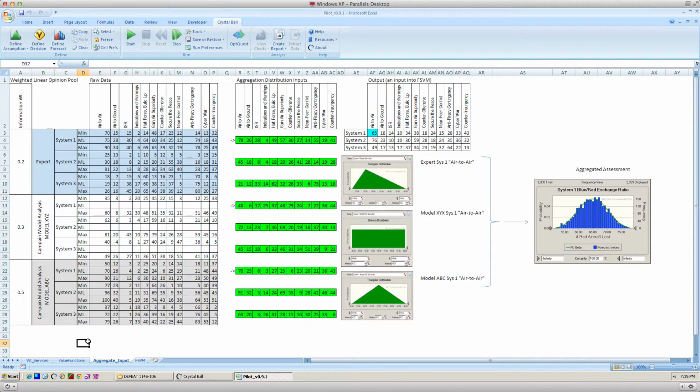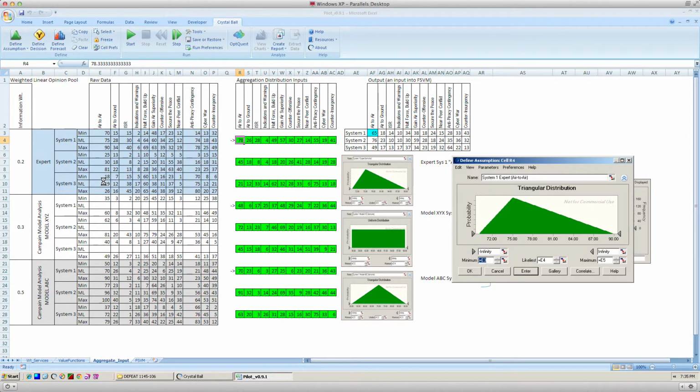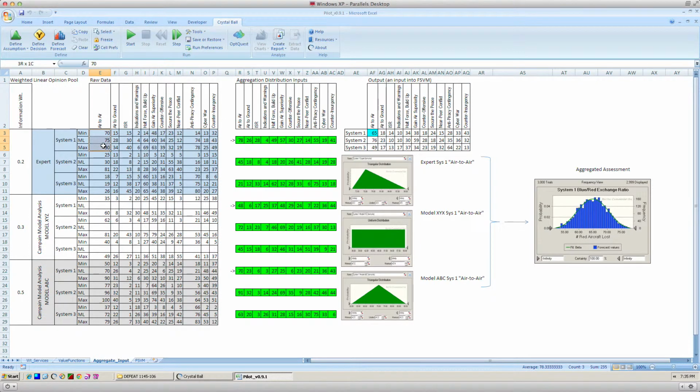Here's how the algorithm works. We have this assumption modeled here for system 1. Expert, the measure is air to air. It's a triangle distribution, and you can see we're pulling those values down from here. But here we have a situation where we don't have a triangle distribution. This is more appropriately modeled as a uniform distribution. And down here we have 3 values, and that's more appropriately modeled as a triangle distribution.